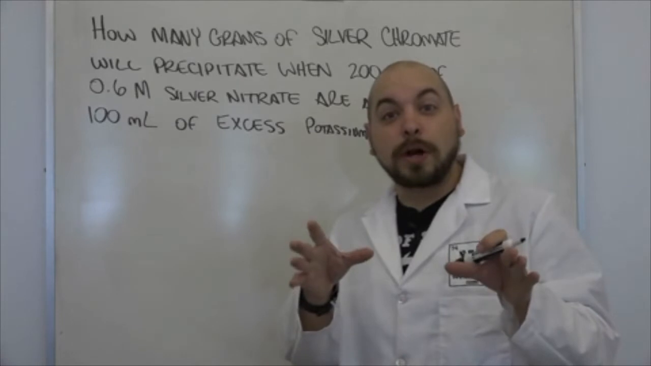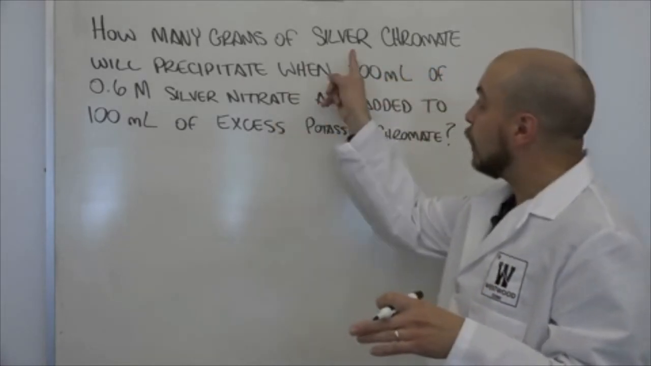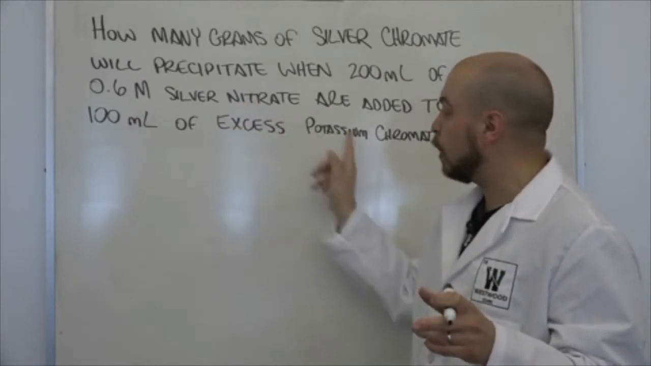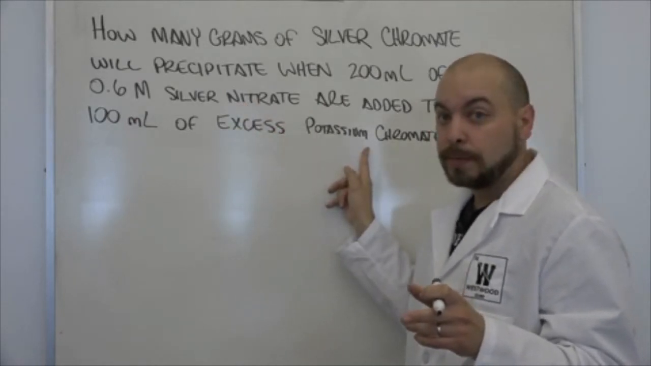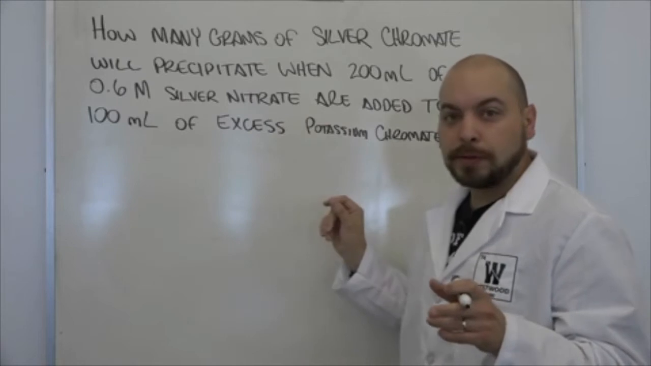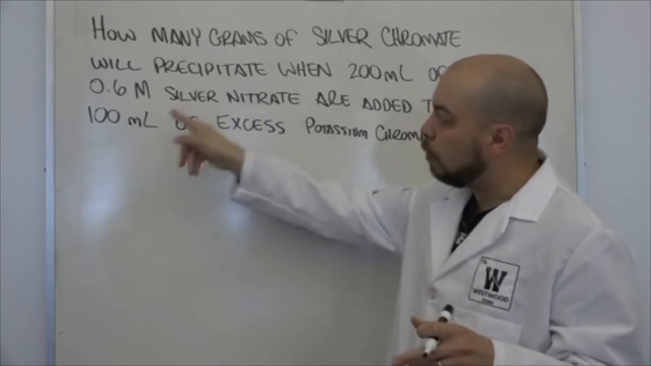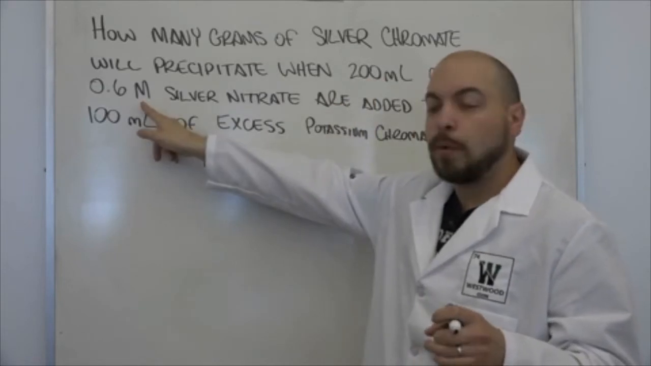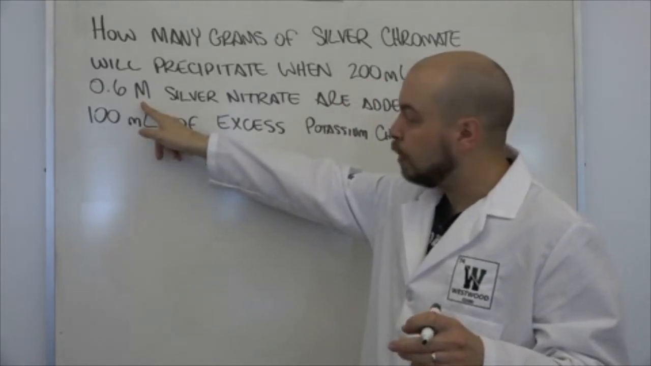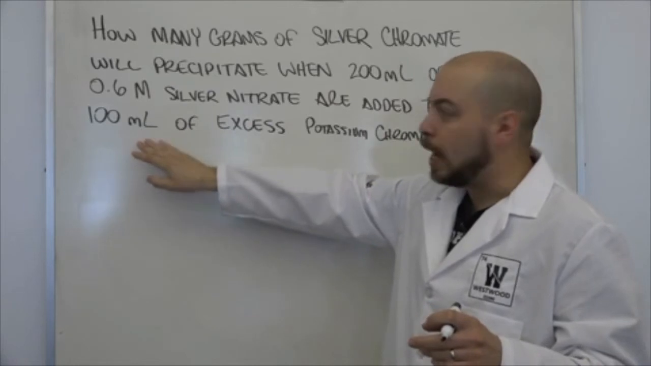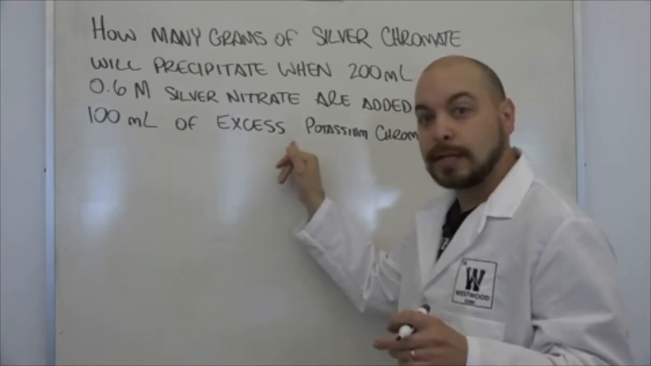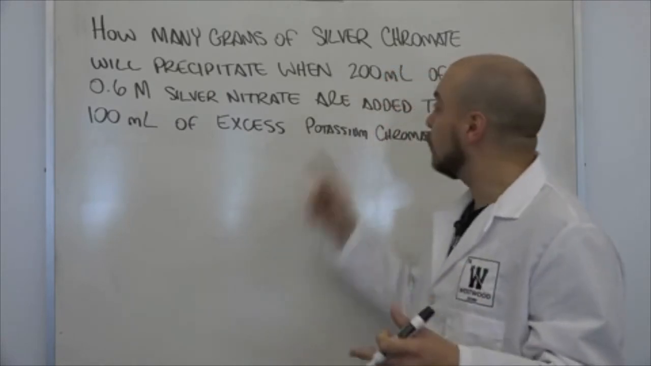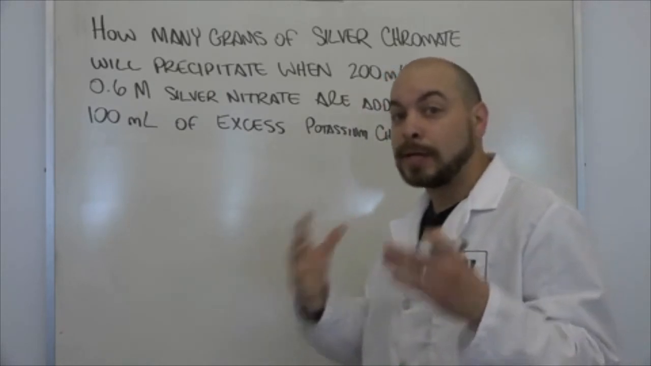All right, so let's start with the practice problem. Here I've got silver chromate precipitating through a reaction with silver nitrate and potassium chromate. Now, I'm given some variables and some values, so I know that my silver nitrate was a 200 milliliter solution, and I had a 0.6 molar concentration. Of my potassium chromate, I know I had 100 milliliters, and I know it's in excess. So we don't have to worry about this being a limiting reactant problem because we're already given the fact that our silver nitrate is the limiting reactant.